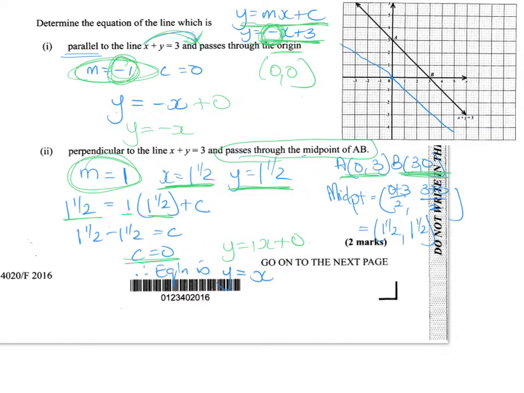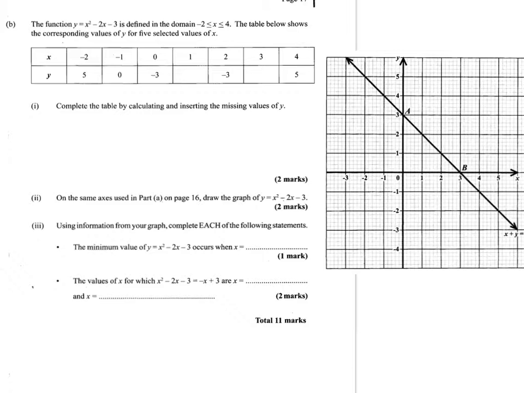So therefore the equation is y equal 1x plus 0, which is the same thing as y equal x. Okay, so for B part 1, they tell us the function y equal x squared minus 2x minus 3 is defined for the domain x between minus 2 and 4. So minus 2, minus 1, 0, 1, 2, 3, 4. The table below shows the corresponding values of y for 5 selected values of x. They want you to complete the table by calculating and inserting the missing values of y.